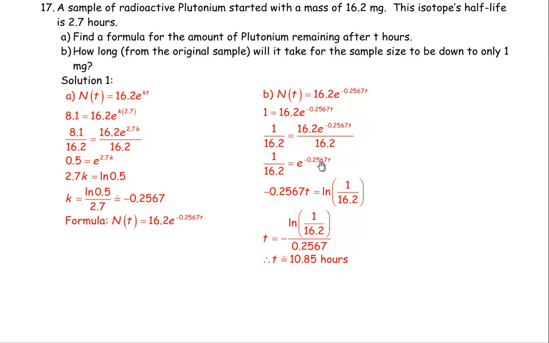Solve for the exponent here. So negative 0.2567t, putting it in the equivalent ln form, would equal the ln of this fraction. And so dividing this decimal out, we get the ln of that 1 over 16.2 divided by 0.2567, and there's the negative right there. I don't actually have it in the denominator, but there is a negative there. And that should work out to 10.85 hours.